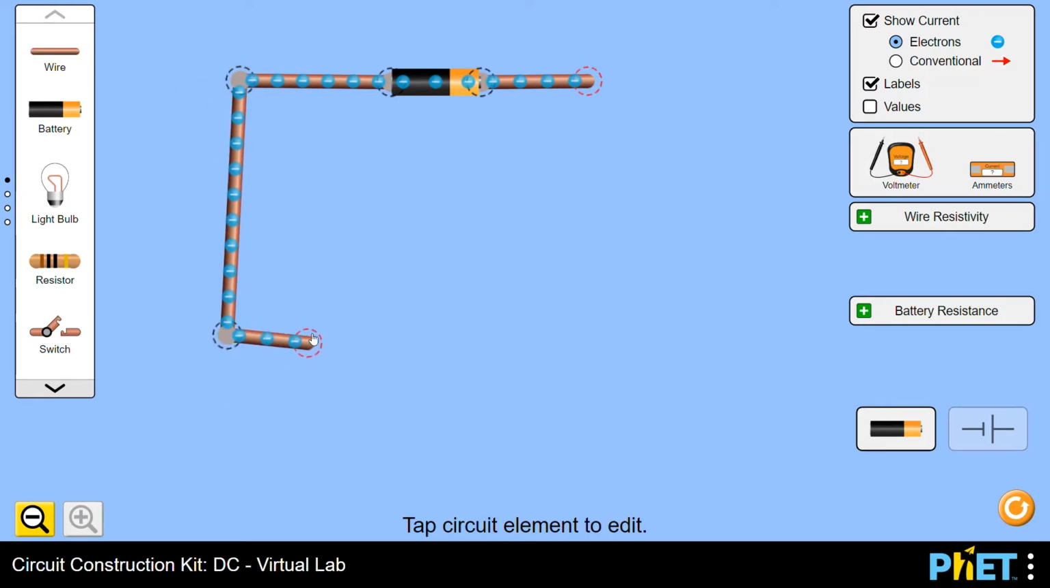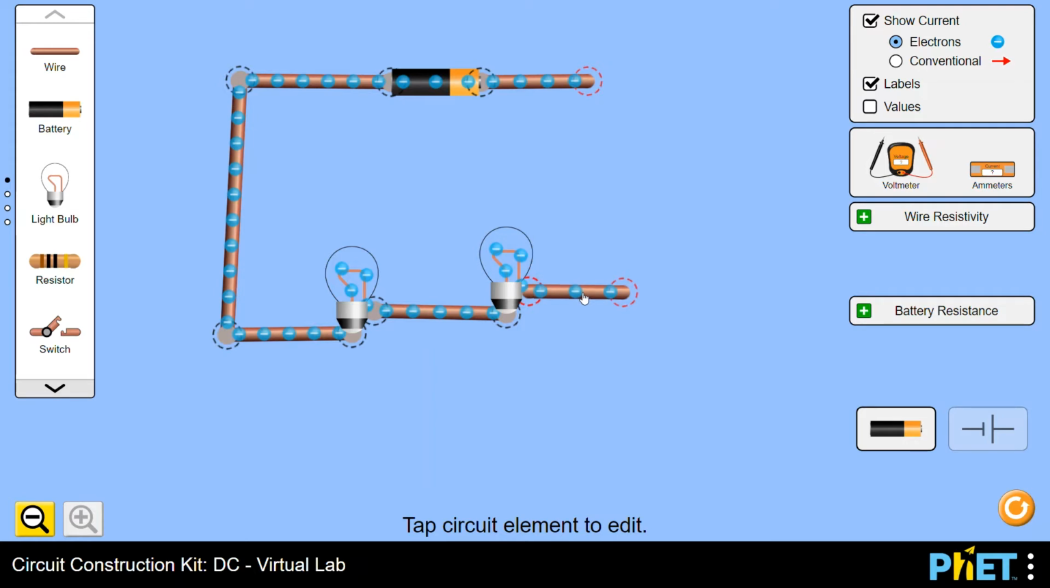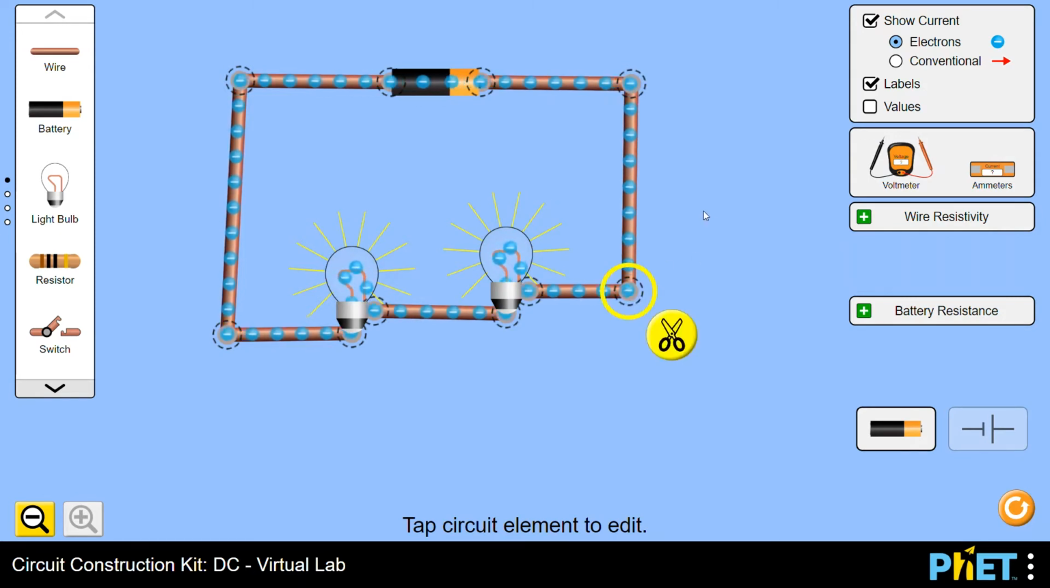So I'm going to do that. There's my first bulb, my second bulb, a wire between the two. And as we saw yesterday, when we have a complete circuit, all these red dotted circles turn into black dotted circles, and now the current is flowing around the circuit, and I've got equal brightness on the two bulbs. Okay, good. So we're going to look today at using these two components, the voltmeter and the ammeter.